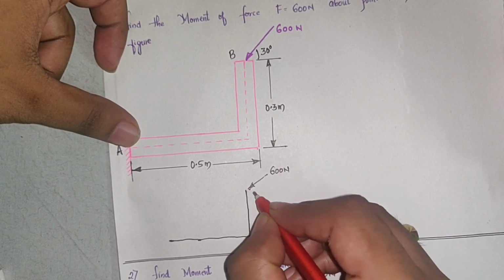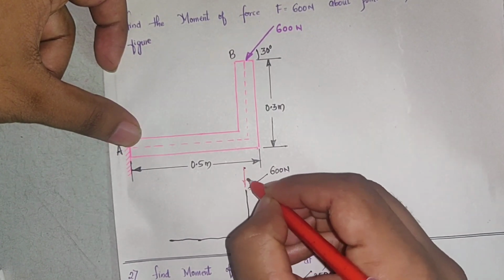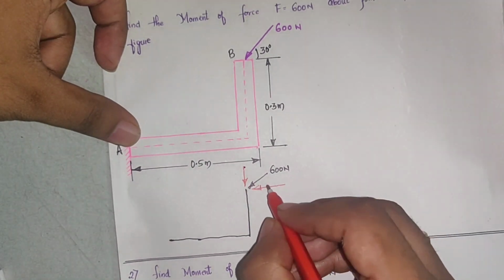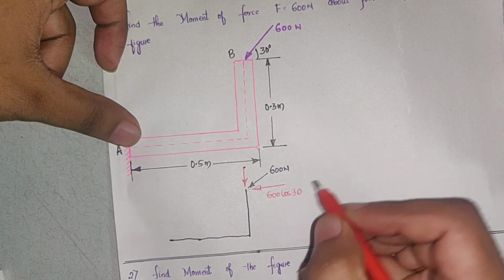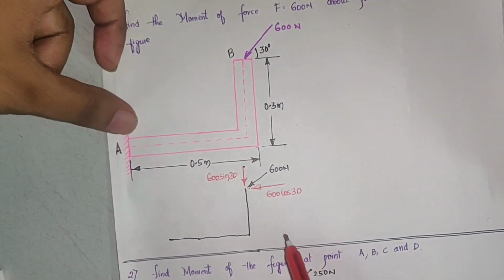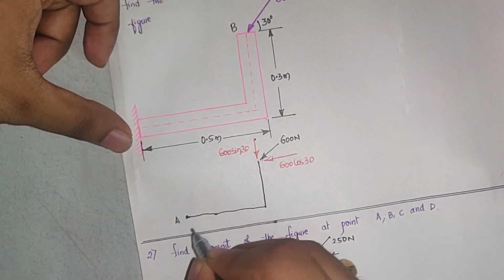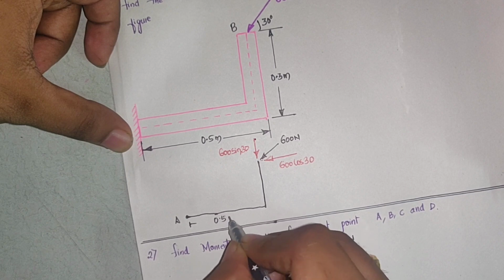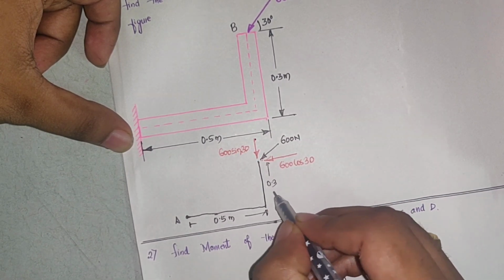So this force can be resolved into a horizontal component and a vertical component. This is the horizontal component, this is the vertical component. What is the horizontal component? This is 30 degrees, so this is 600 cos 30 and this is 600 sin 30. Only one force. Now, in order to find moment about point A, this length is 0.5 meters and this length is 0.3 meters.